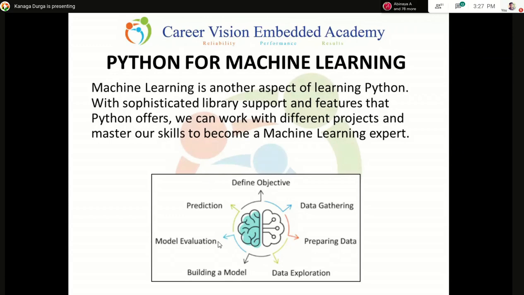To achieve machine learning, we have certain algorithms that are established and widely used. And Python has inbuilt libraries for these widely used algorithms. Hence, Python provides a wide resource with which we can work in machine learning.